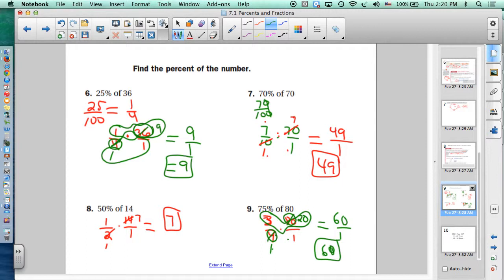And this is how we convert fractions to percents, percents to fractions, and find the percent of a number.